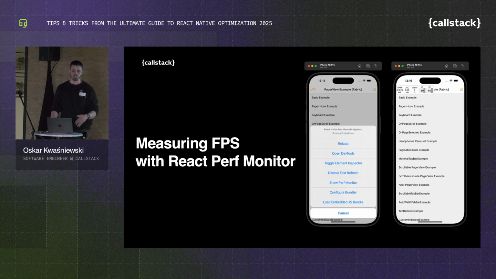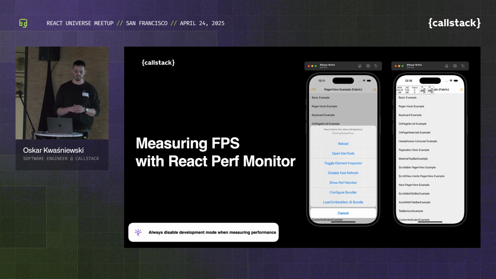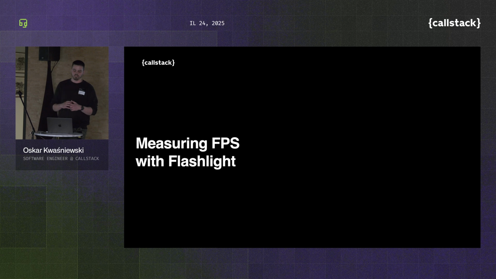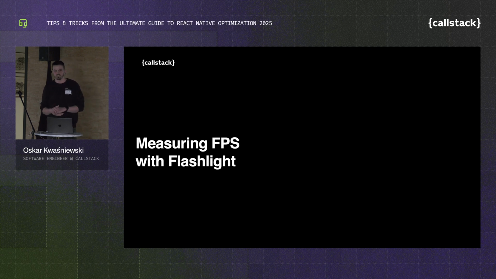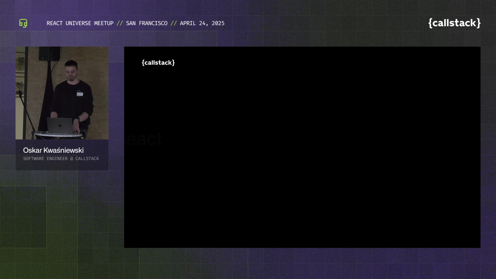You can open the dev menu by shaking the device, and then toggle the perf monitor, and you'll be able to see the current FPS on both the UI thread and the JavaScript thread. But you have to remember to always disable development mode when measuring performance. So FPS in the dev menu is pretty easy to see, but it's hard to track and measure. So you can use Flashlight to help you measure and track your FPS and performance over time. This is a similar feature to Lighthouse that's built into Chrome, but this tool currently is only supported on Android.